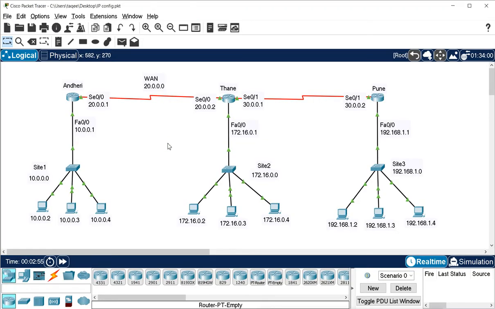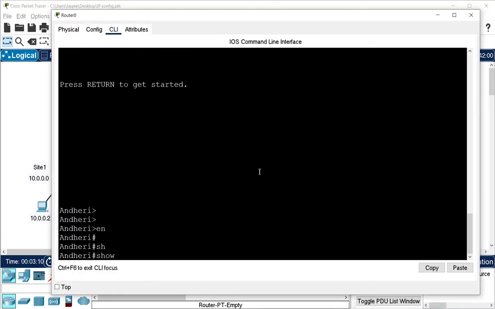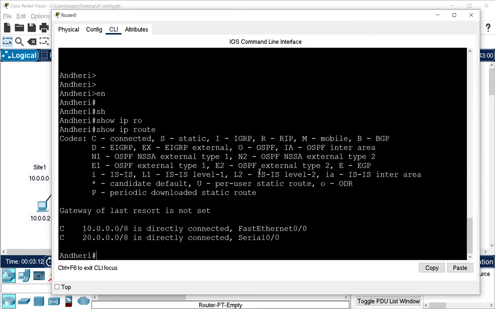Okay, so this is our network, this is our design here. In this we have these three routers configured, IP addresses are already configured. Now I will go to this router first, and here we'll check show IP route. It shows only these two connected networks, and there is no routing protocol configured, no static, no dynamic.